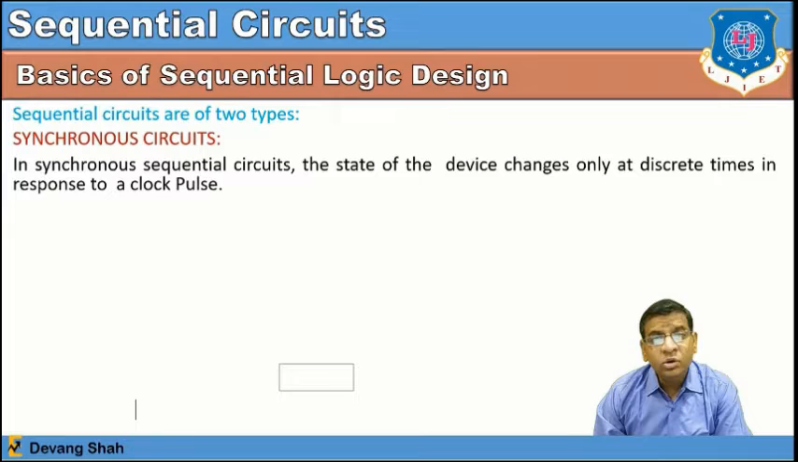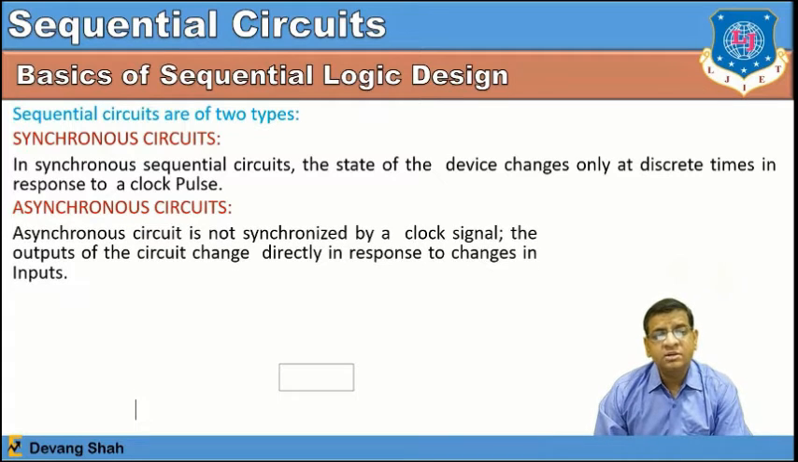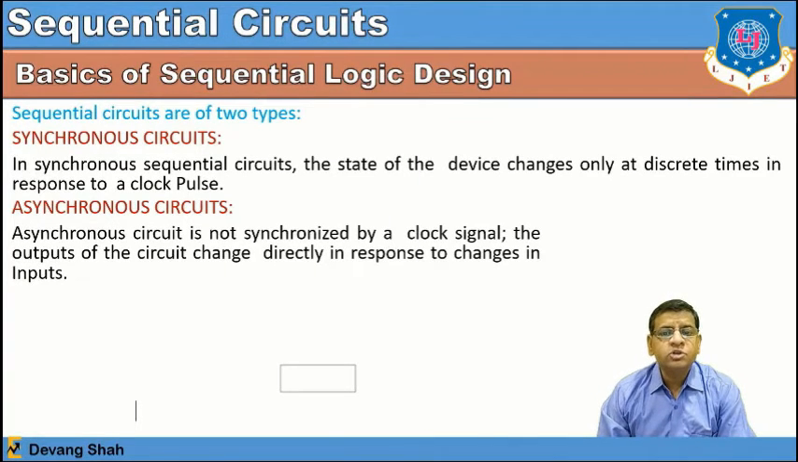If you want to understand, there are two types of sequential circuit. One is a synchronous circuit. In a synchronous sequential circuit, the state of the device changes only at discrete times in response to the clock pulse. Again, an asynchronous circuit is not synchronized by a clock signal. The output of the circuit changes directly in response to changes in the input, right? In synchronous, the complete process is simultaneous with respect to the clock signal. In asynchronous, the clock is applied at a different time at a different stage, right?